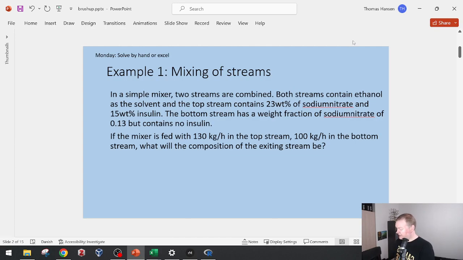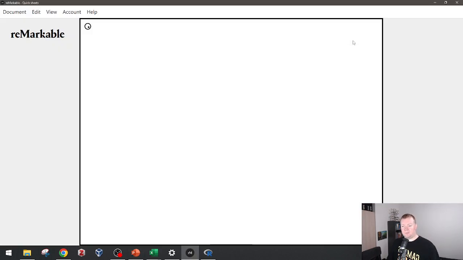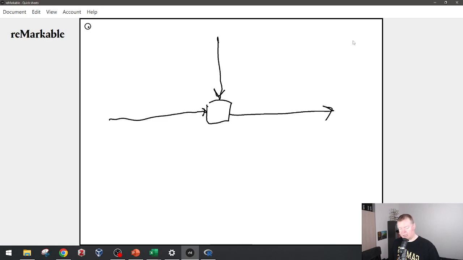So let's try like we did before. Where did I put my pen? Oh dear, it's disappearing. Again, I need to be able to see what I'm trying to draw. I'm mixing two streams, so again I want a little box, with one stream entering and another, and then a stream exiting. And we just put in our information.